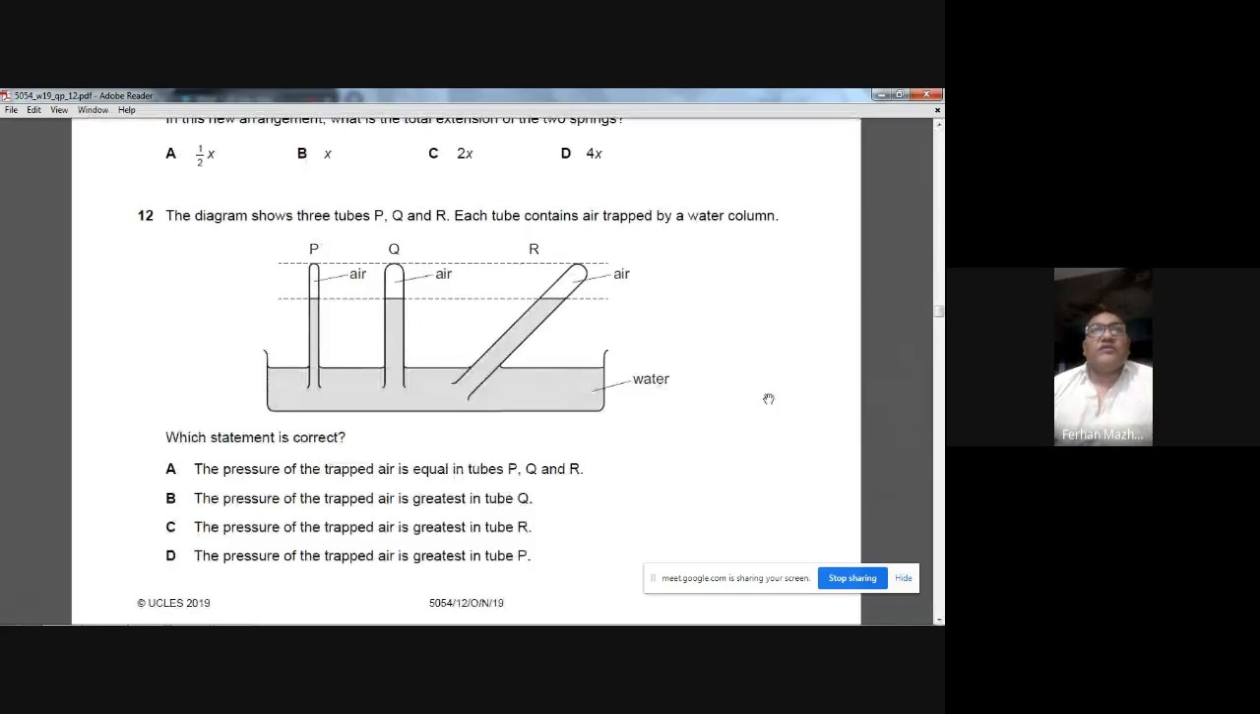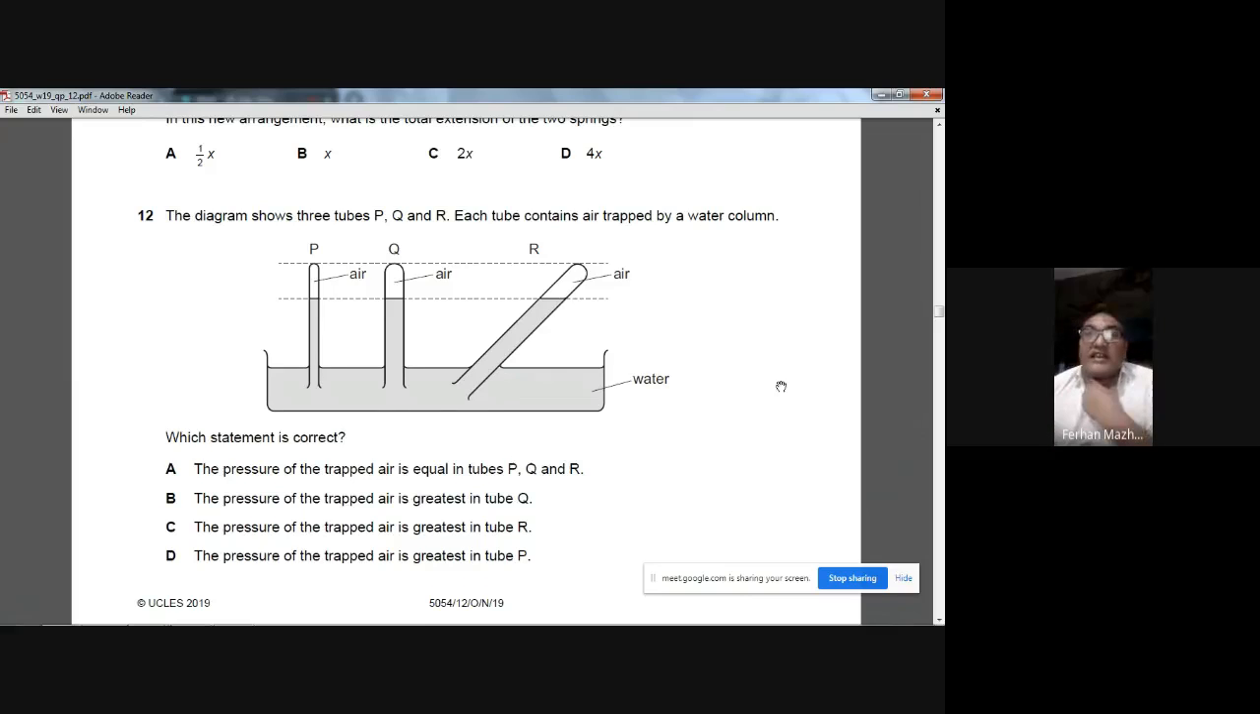Okay. Question number 12. The diagram shows 3 tubes P, Q, and R. Each tube contains air trapped by a water column. Which statement is correct? The pressure of the trapped air is equal in tube P, Q, and R. The pressure of the trapped air is the greatest in tube Q. The pressure of the trapped air is the greatest in tube R. The pressure of the trapped air is greatest in tube P.